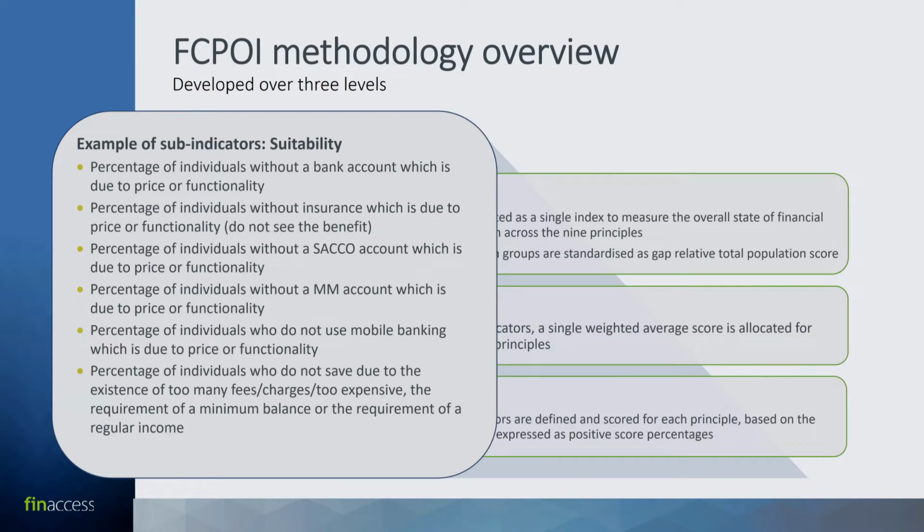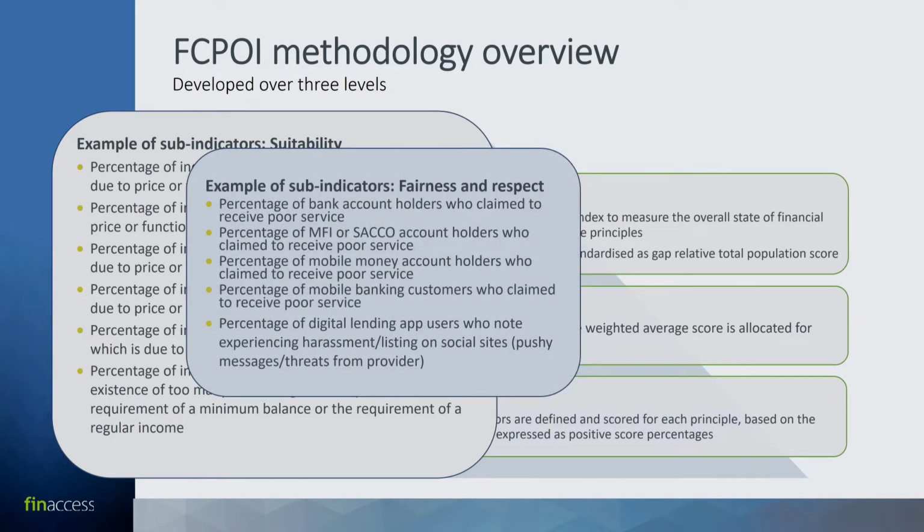And we would track that across different providers, like if you're a mobile money customer, if you're a SACCO customer, MFI or bank. For fairness and respect, for example, there were questions in FinAccess on did you receive poor service? Maybe if you engage with a digital lending app, was there harassment? Did you not feel that they treated you fairly in the process?